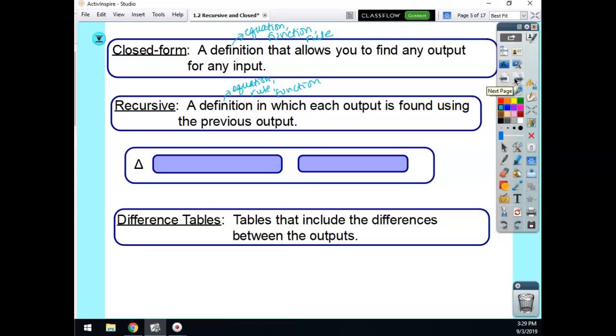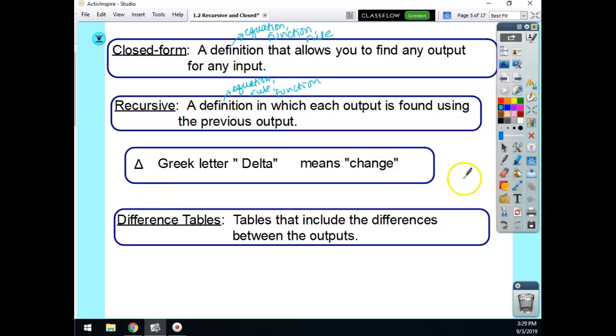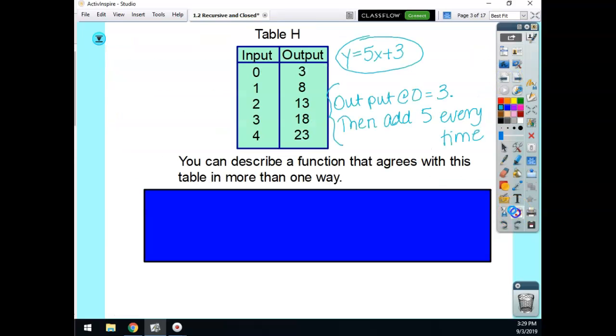All right, this triangle right here is not actually a triangle, it's the Greek letter delta. And what delta represents is change, okay? It represents slope, rate of change, all different kinds of things. So in order to write a closed form or a recursive definition, the very first thing that we need to do is make a difference table. And the only difference between a difference table and an input-output table is that the difference table has a delta column with it.